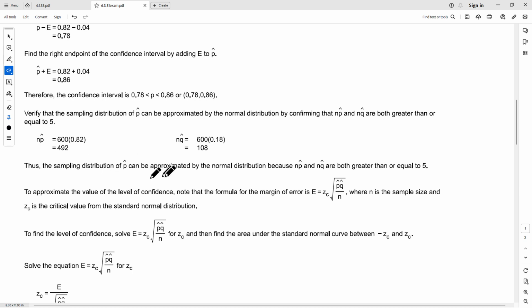So approximate the level of confidence. Note the formula for the margin of error is given here, where n is the sample size and z sub c is the critical value from the standard normal distribution. To find the level of confidence, use this formula and find the area underneath the curve between minus z sub c and z sub c. These correspond to probabilities on each end.